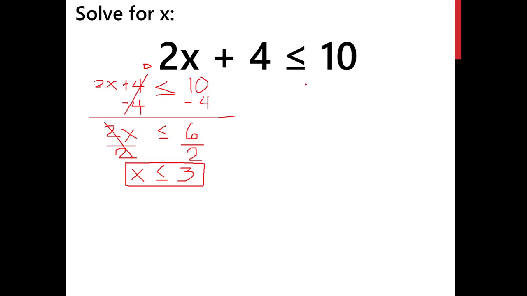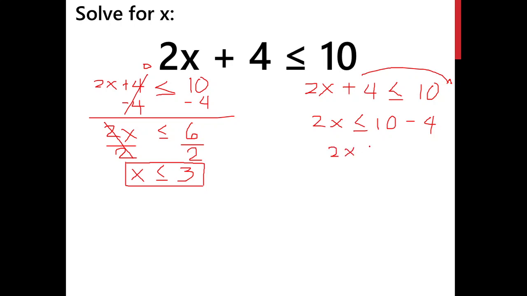Now, using the transposing method, I have 2x plus 4 less than or equal to 10. Transpose this one to the other side of the inequality. What's left here is 2x less than or equal to 10 minus 4. I have 2x less than or equal to 6. To solve for x, simply divide both sides by 2. 2 divided by 2 is 1. x becomes 3.